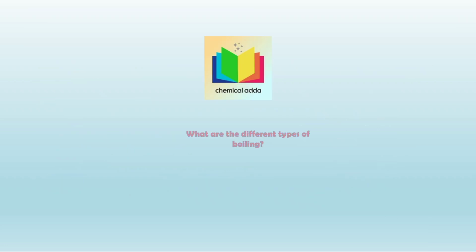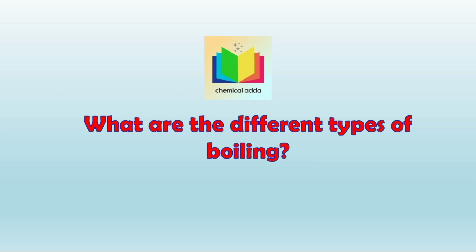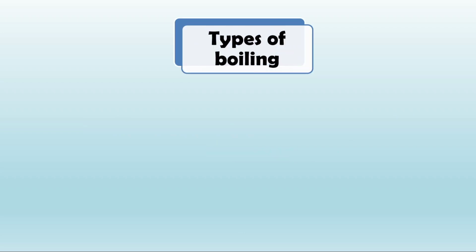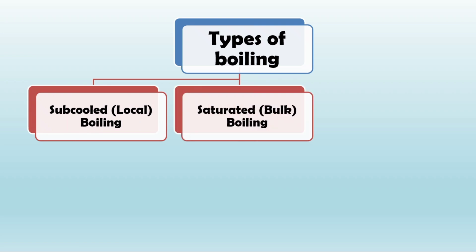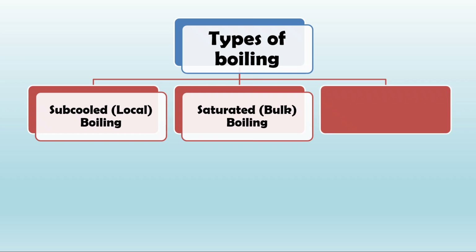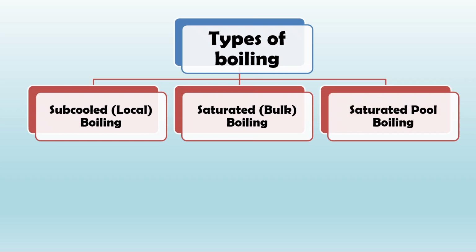Now let's see what are the different types of boiling. There are three types of boiling. First one is subcooled boiling, which is also known as local boiling. Then second one is saturated bulk boiling. And third one is saturated pool boiling. Now let's understand this one by one.